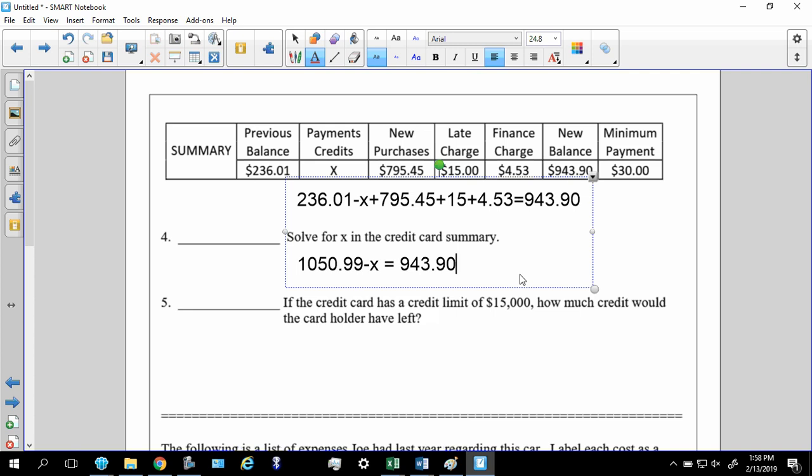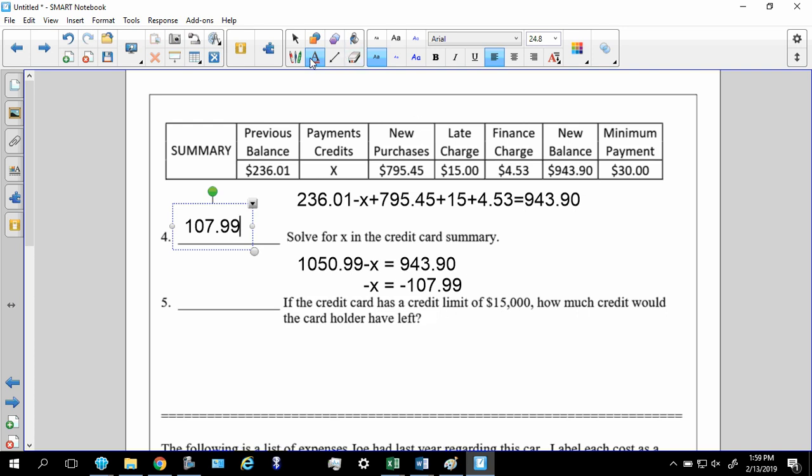Now, when I take my 1,050 and bring it over to the other side, I'm going to get a negative number. But it's okay because the rules of algebra state you have a negative X. So if you ever have a negative answer, then you just have to divide the negative out. So your answer ends up being 107.99.